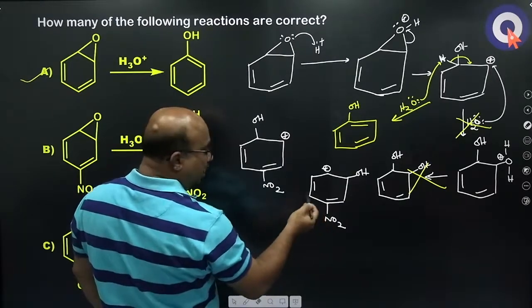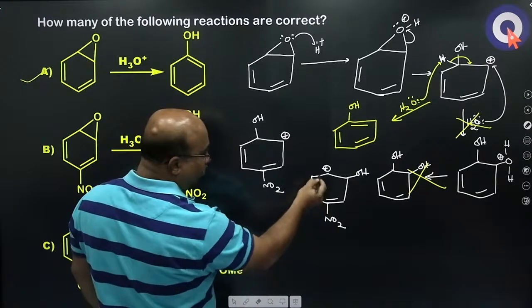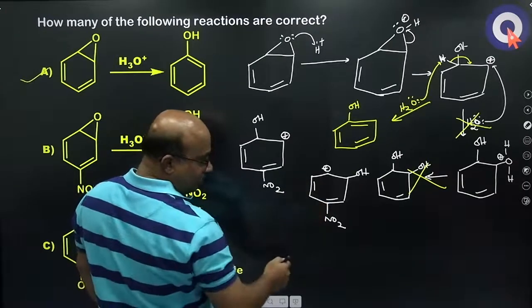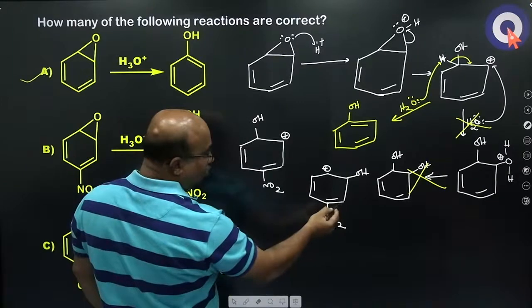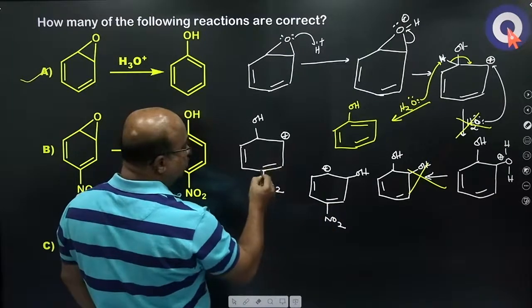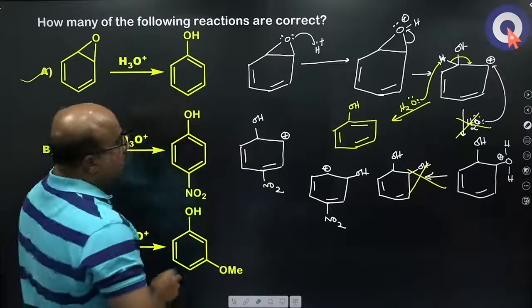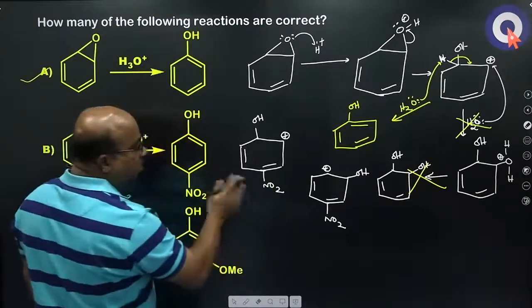So then the reaction can proceed in some other way, suppose the pi bond goes here and it goes here. So the positive charge comes closer to the NO2 group. Here the positive charge comes correctly on this. So which is more stable among these two?